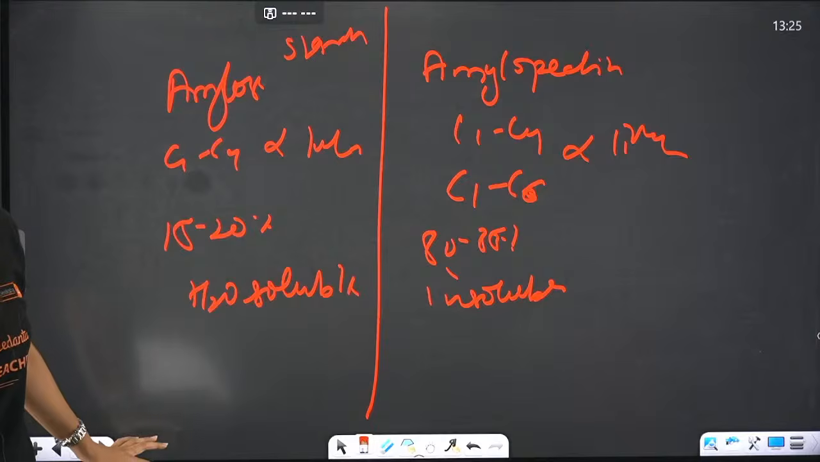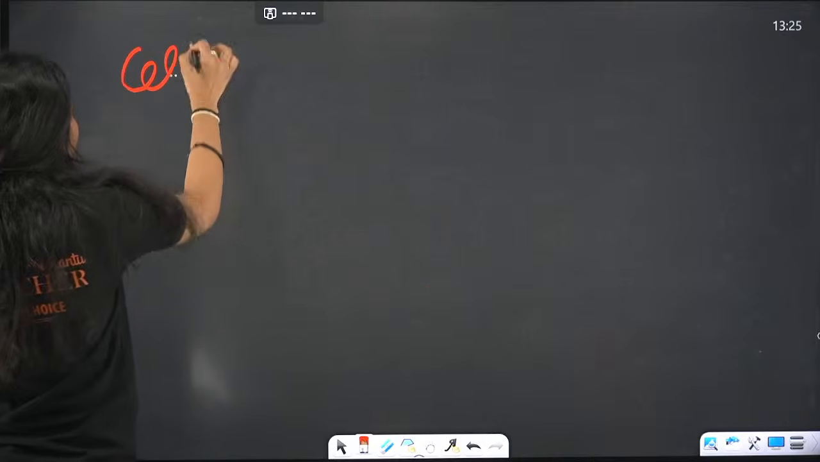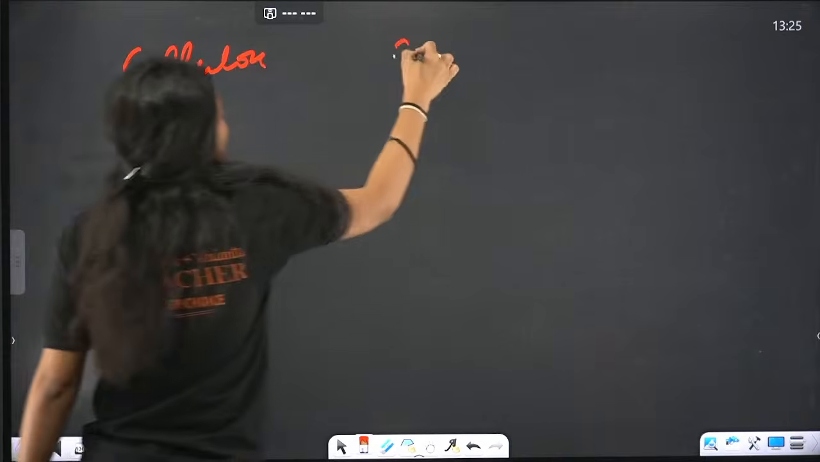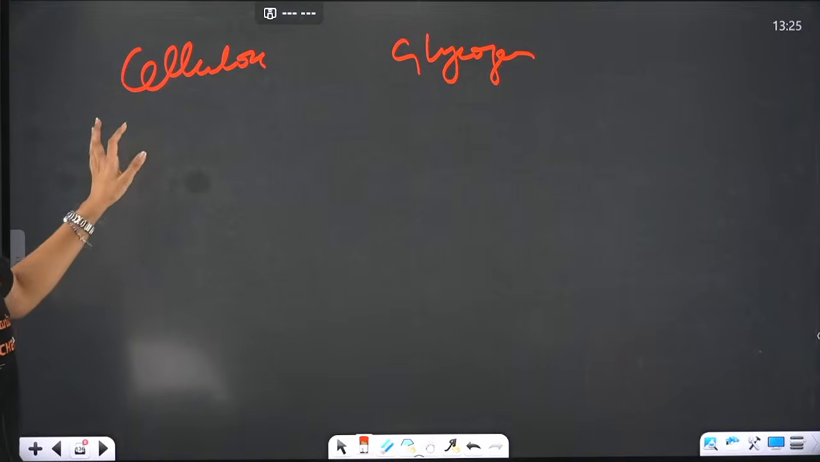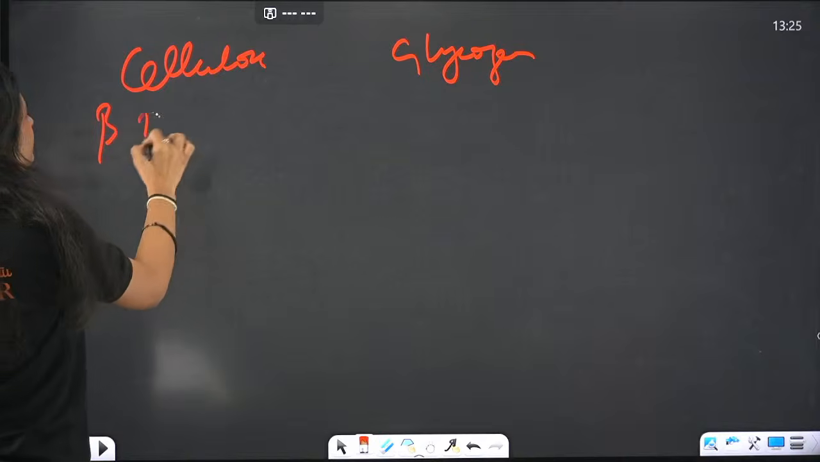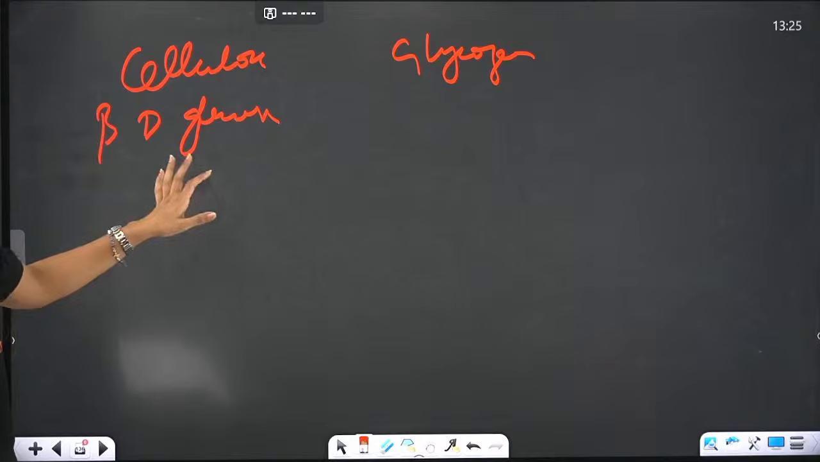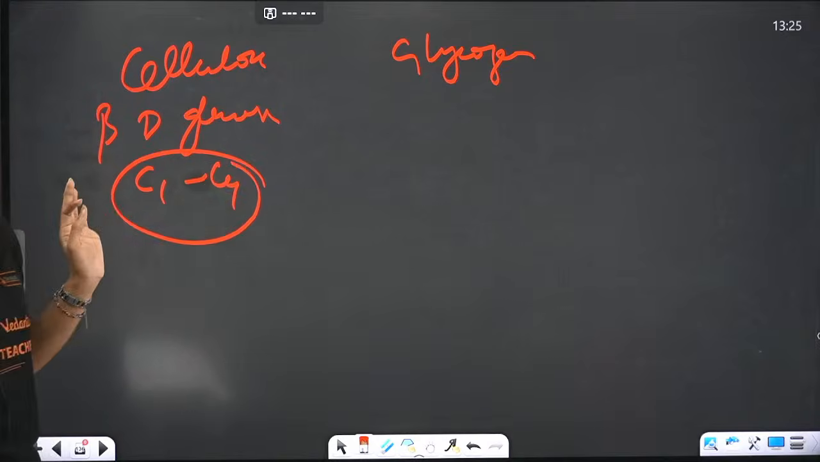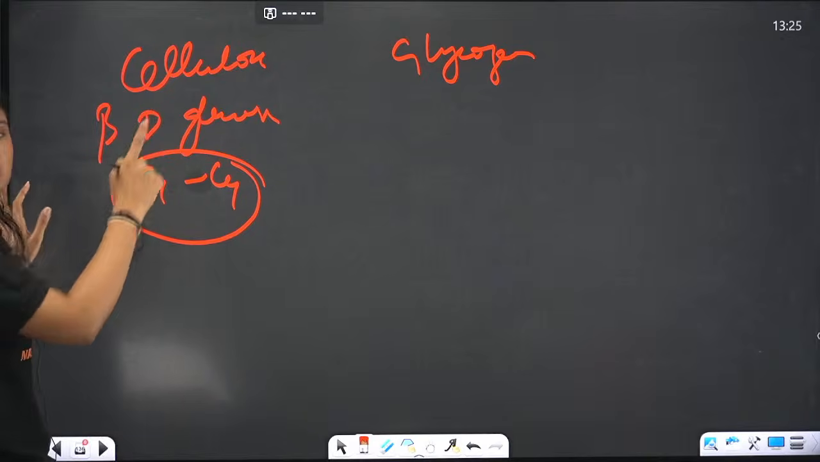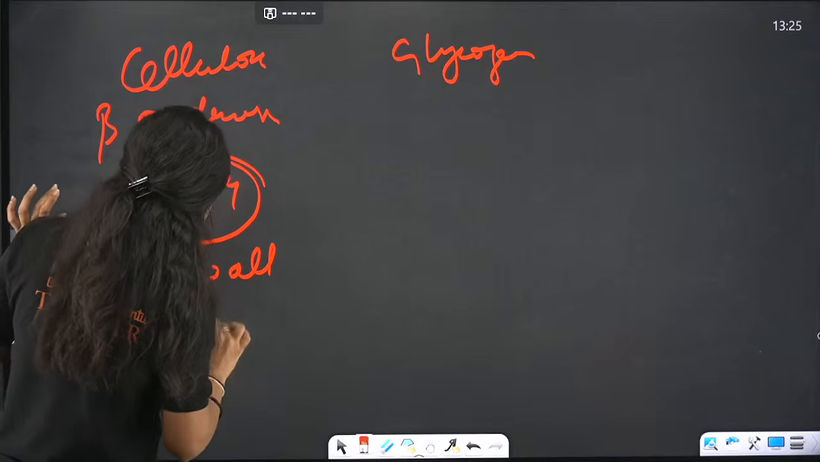After that you have cellulose and glycogen. Cellulose has beta D glucose in it, so you will have beta glycosidic linkages, which are C1 to C4 beta glycosidic linkages. Cellulose is found in the cell wall in plants.